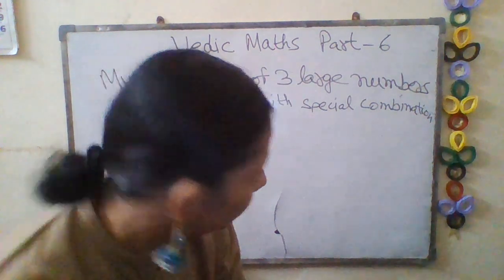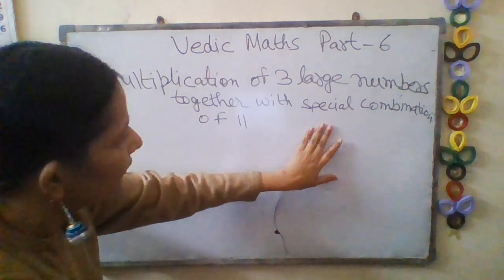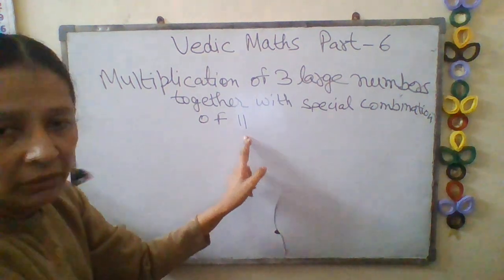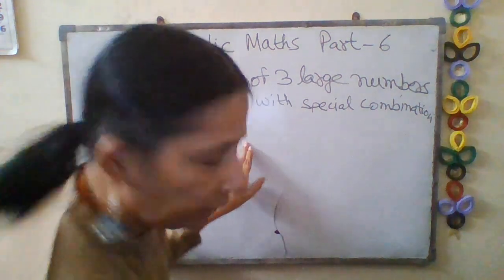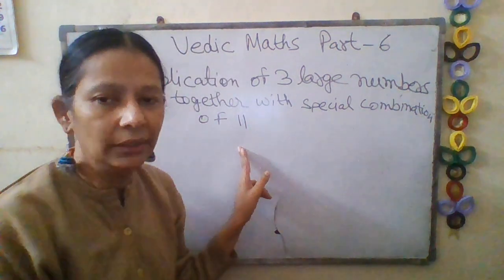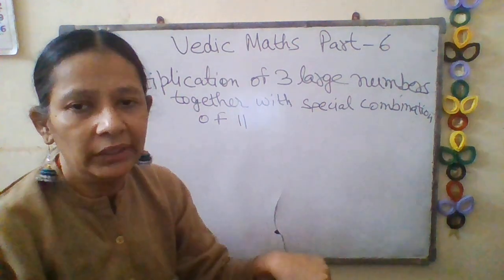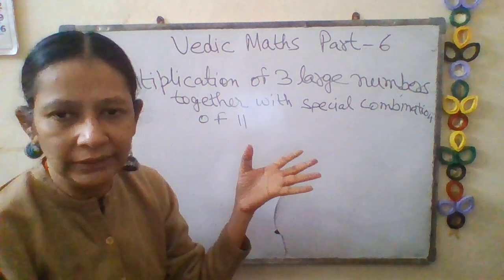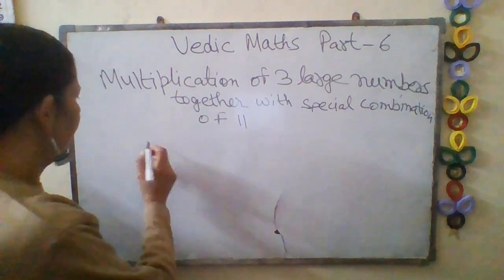See, what is basically this? Here, multiplication of three large numbers, but with a special combination of the multiplication trick of 11. I have to discuss with you the multiplication trick of 11 and how you can use two tricks at the same time to solve this. Now let's discuss that.